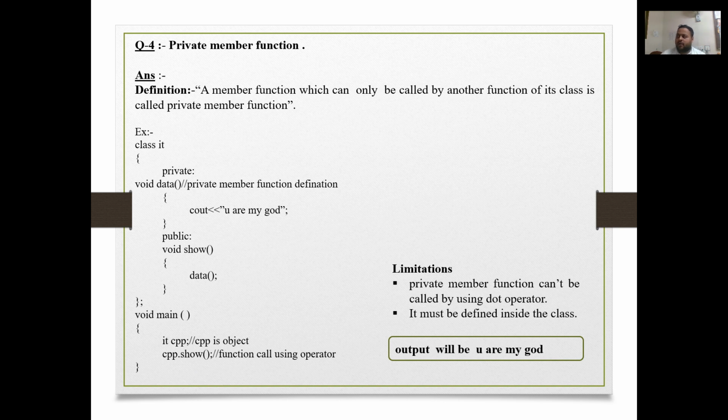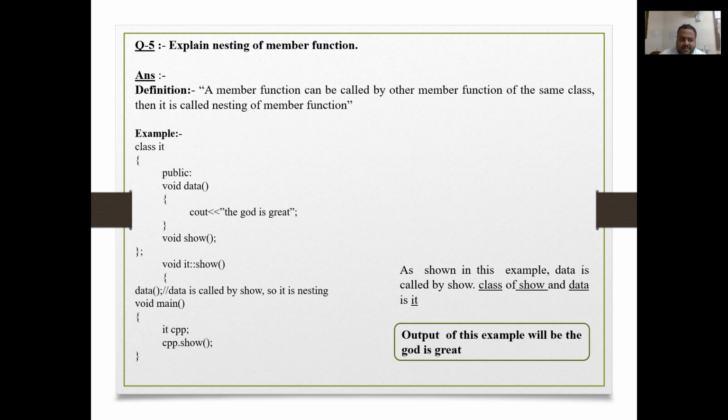Okay, now explain nesting of member function. Okay, the next topic is explain nesting of member function. A member function can be called by other member function of the same class, then it is called the nesting of member function. It is as same as, we can say that it is as same as a private function. Okay, so again I am taking that example only.